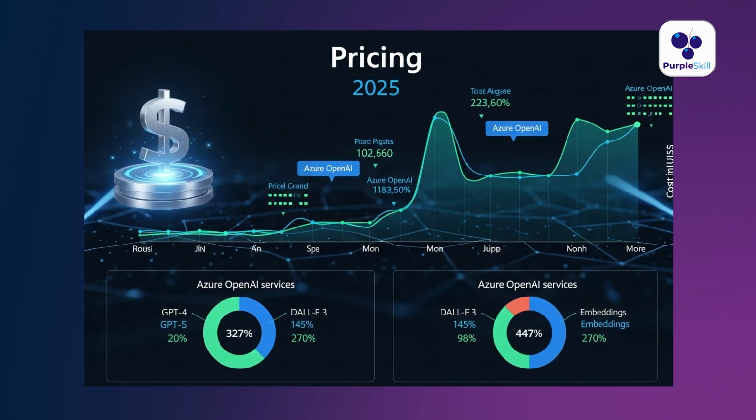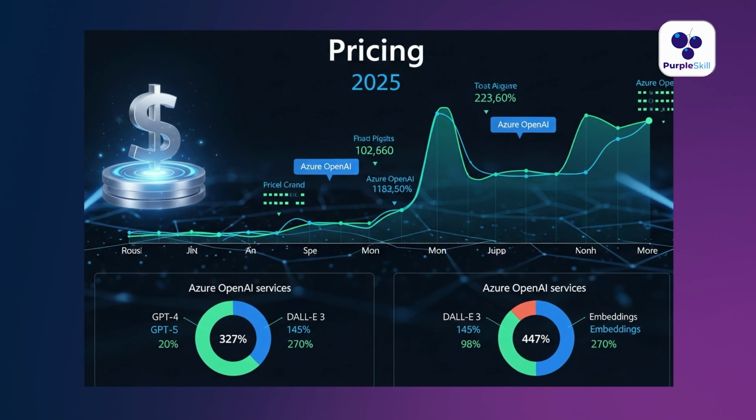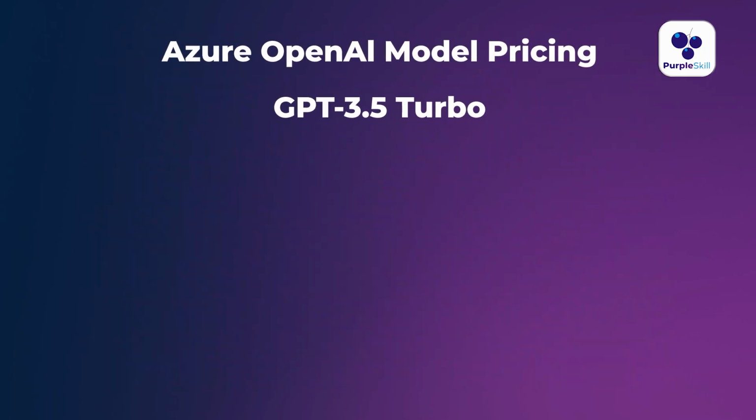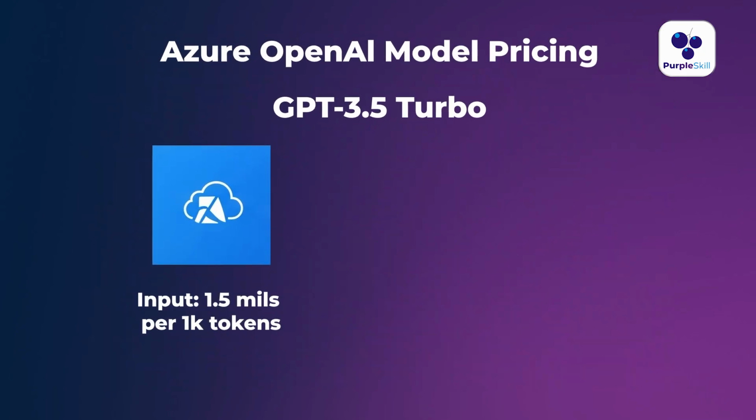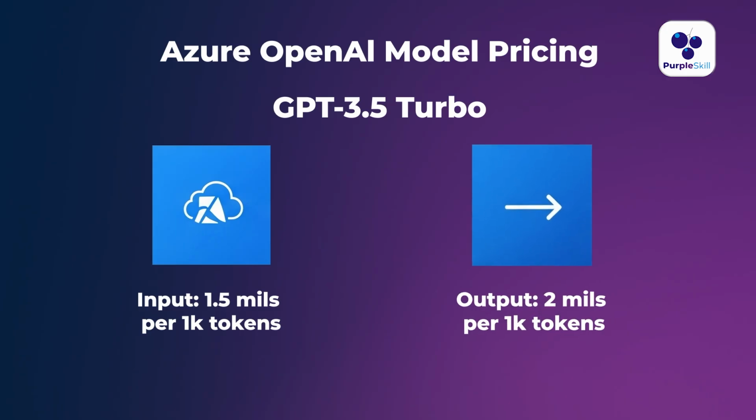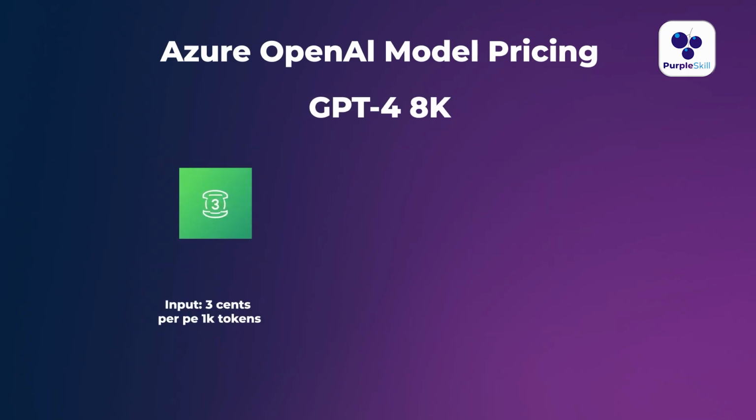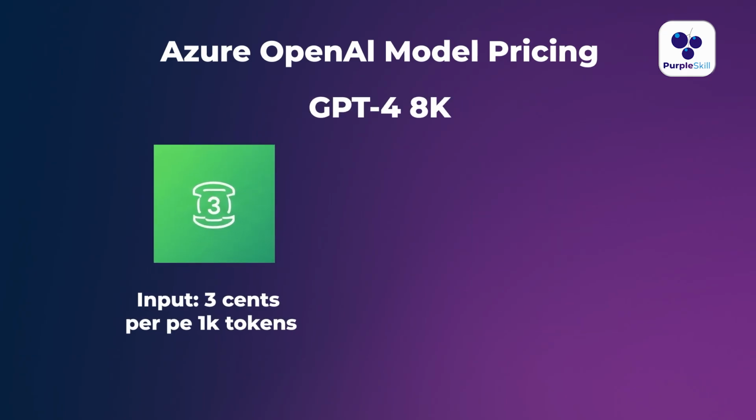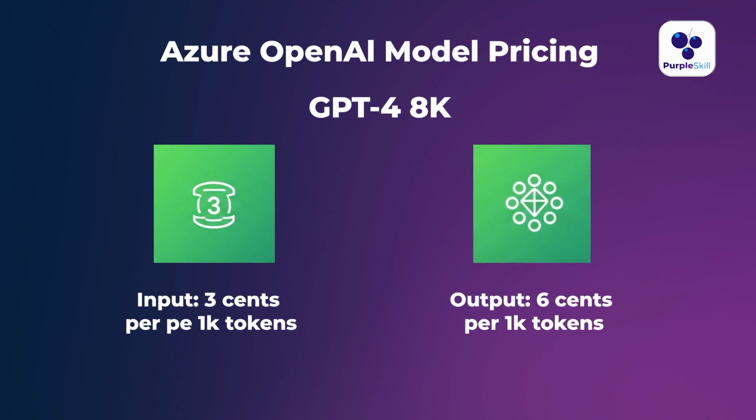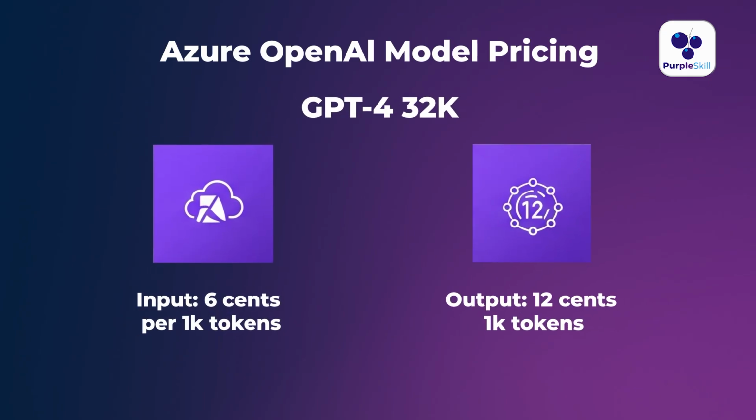Now let us understand Azure OpenAI pricing in 2025. If you are using GPT-3.5 Turbo, you need to pay 1.5 mils per 1000 prompt tokens and 2 mils per 1000 output tokens. If you are using GPT-4 with 8K limit, you have to pay 3 cents in and 6 cents out. For GPT-4 32K, you need to pay 6 cents in, 12 cents out.